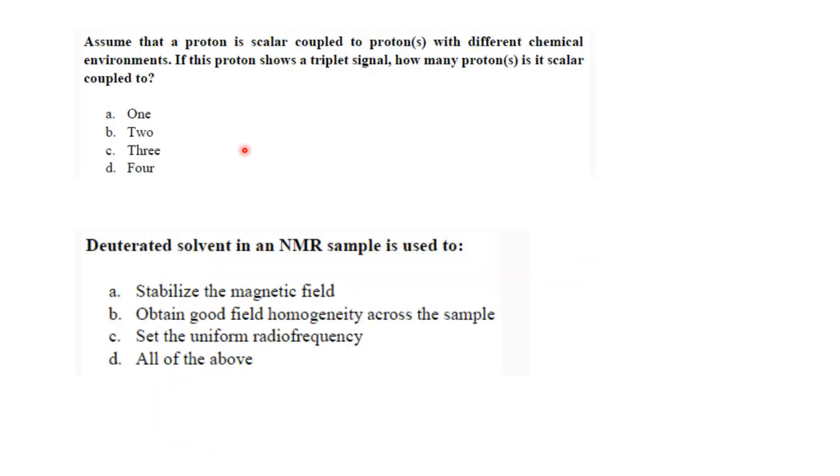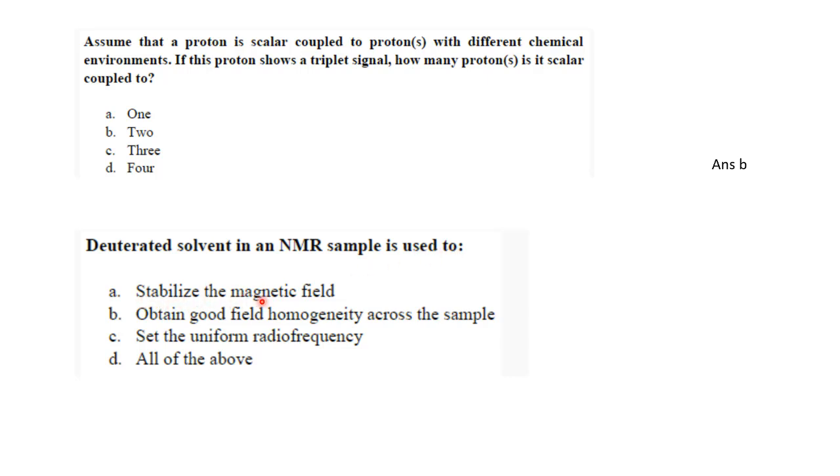Now the next question is: assume that a proton is scalar coupled to protons with different chemical environments. If this proton shows a triplet, how many protons is it scalar coupled to? Again here the same n plus 1 will be followed. Can anyone guess the answer? 2. Yeah. So again n plus 1, that is 2 plus 1, a triplet signal will be obtained. So the answer is B.